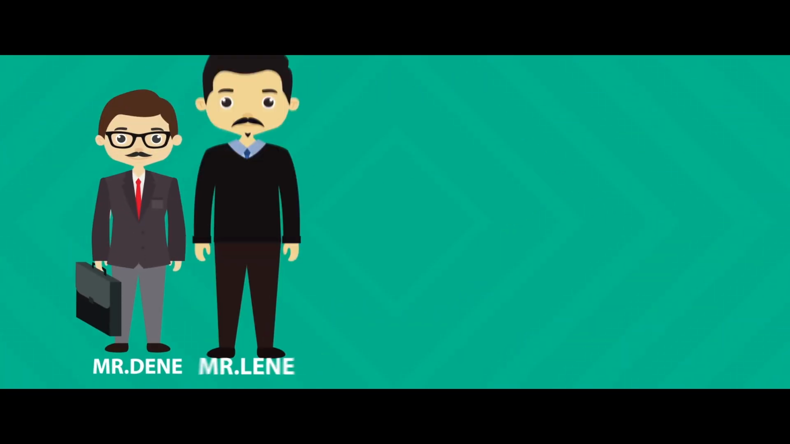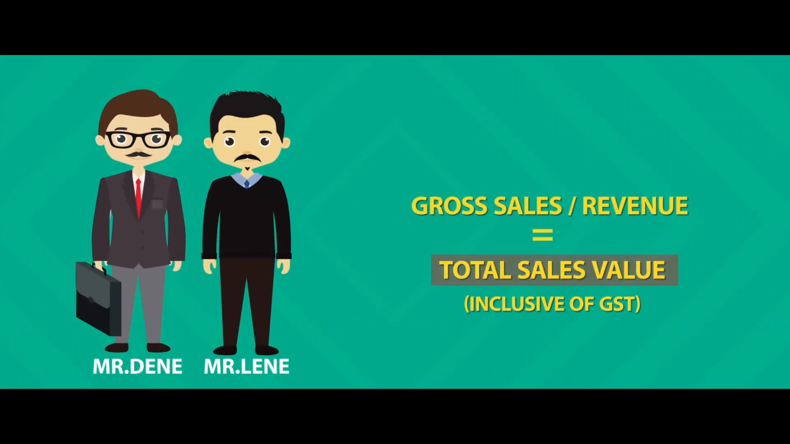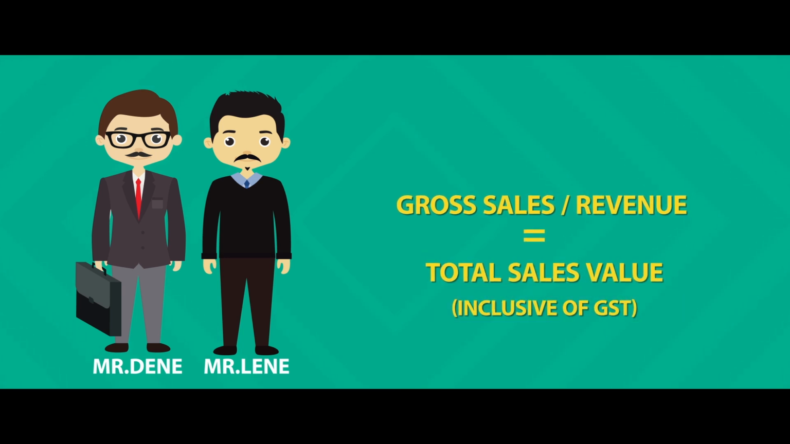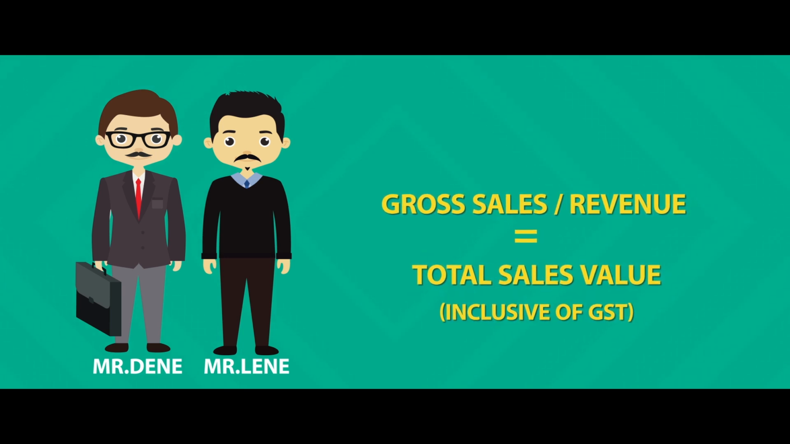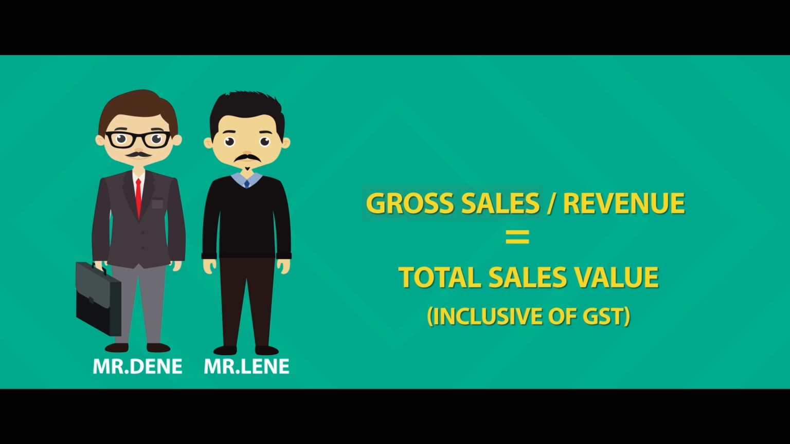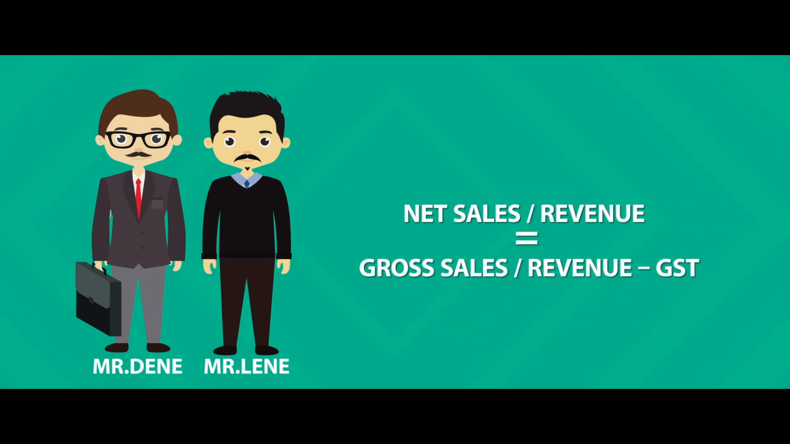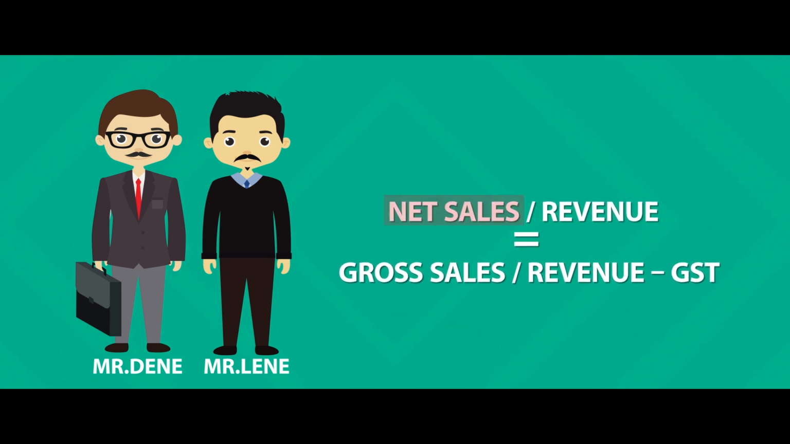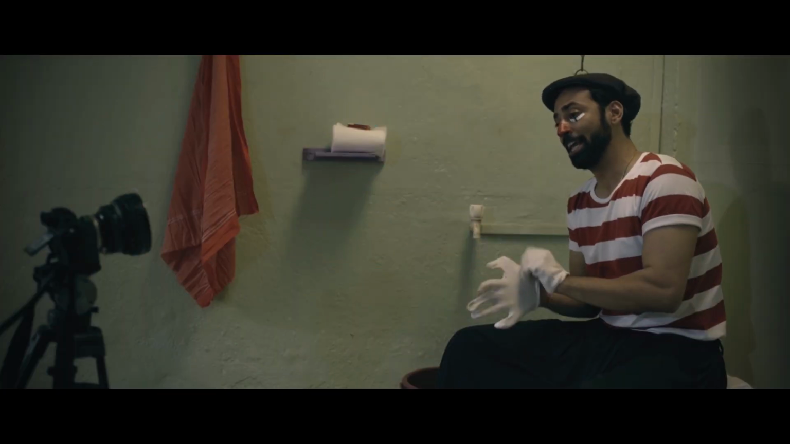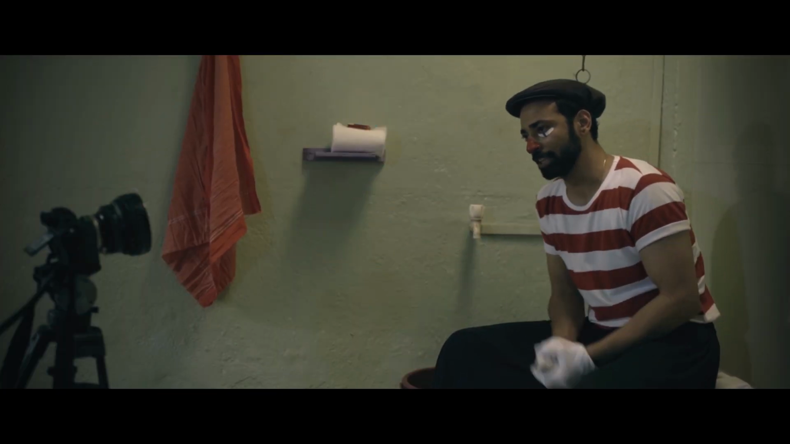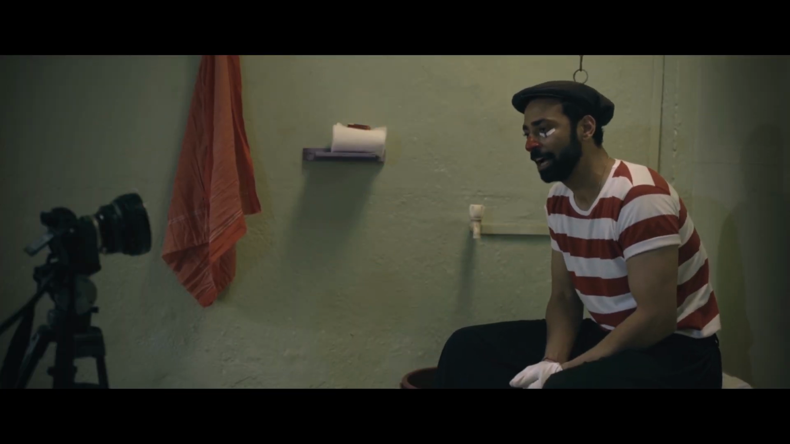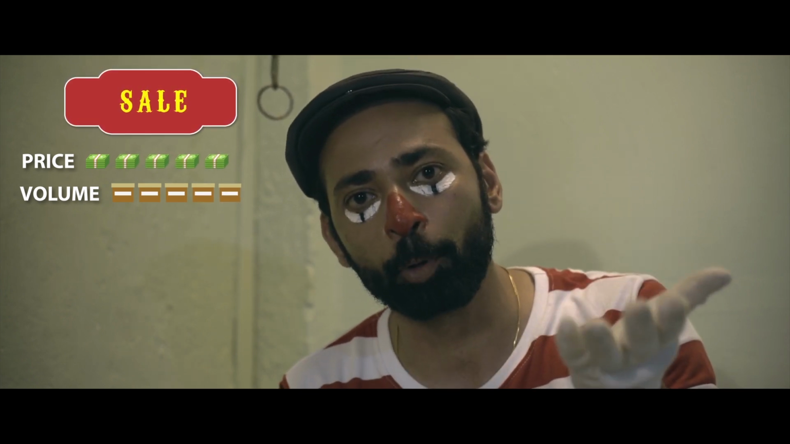When Mr. Dene sells his products to Lene, the total sales value is inclusive of the goods and services tax. This amount that is arrived at is known as gross sales. After deducting the GST from this amount, we get the net sales of the company. Mr. Lene once told me a very interesting thing, and I still remember it. He said, and I quote, "Sales is a function of two important parameters, price and volume. As a rule of thumb, the higher the price of the product, lesser will be the volume of sales and vice versa."